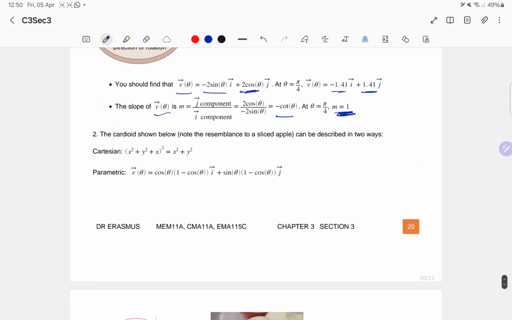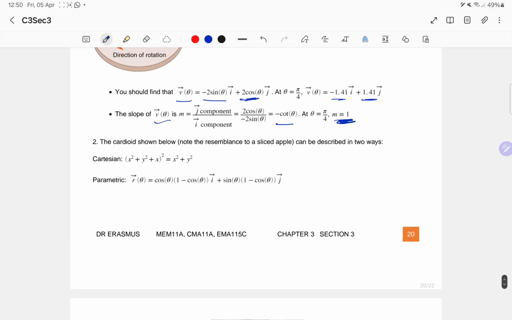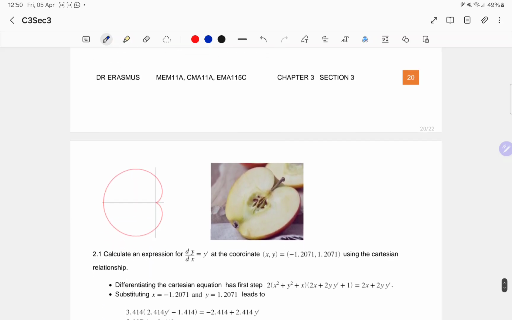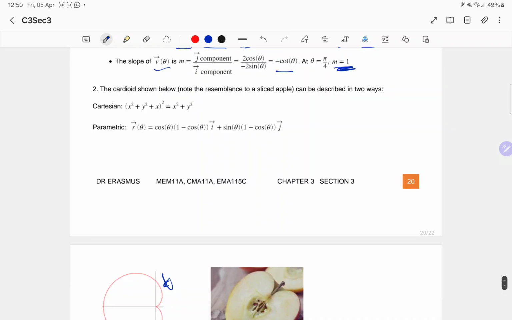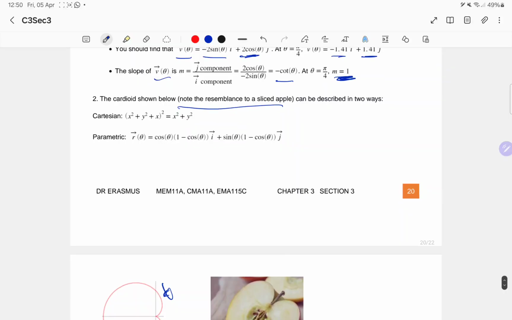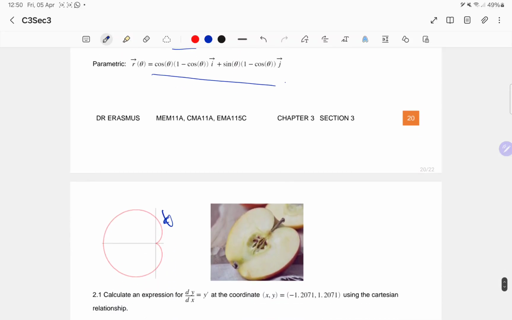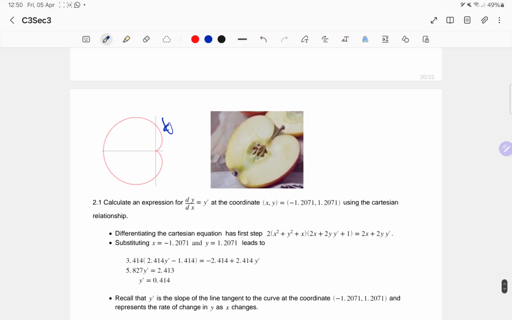Number 2, the cardioid shown below can be described in 2 ways. So note the resemblance to a sliced apple. So Cartesian x squared plus y squared, parametric, which is given by this. So calculate an expression for y prime at the coordinates, which is this, using the Cartesian relationship.